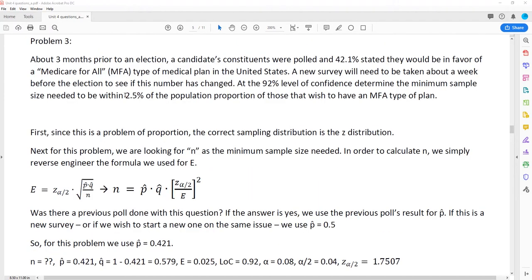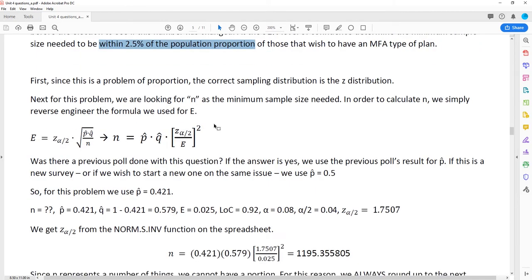Here's the original problem. It says needed to be within 2.5% of the proportion of those, etc., etc. The key word here is within. There are other keywords, but usually the word we use is within. Any other word would be a synonym. So that's the key word to get E.